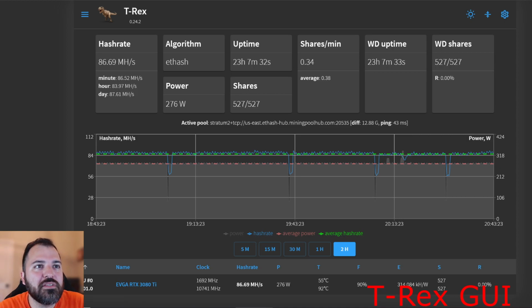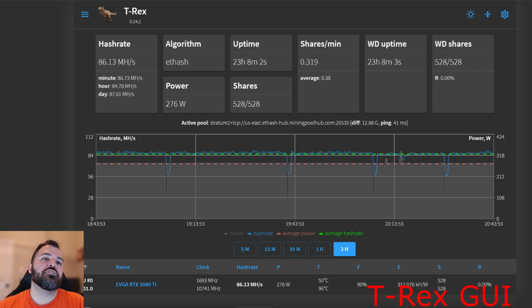So I'm using the T-Rex Miner 0.24.2 version. It's the latest and greatest. It's got this capability of auto-tuning these LHR cards to mine as much as possible. It goes up and down dynamically, and utilizes the most out of your card so you can get the most coins, right? So that's what I'm using.